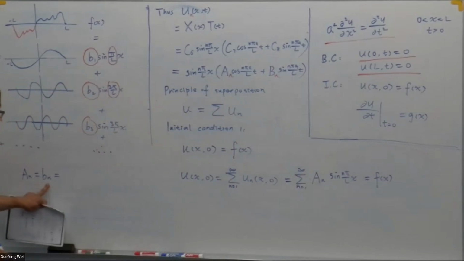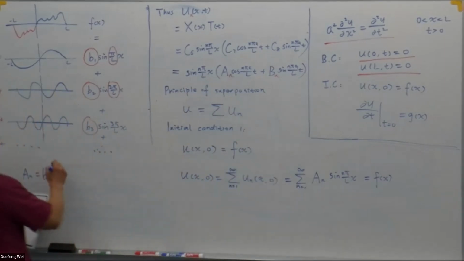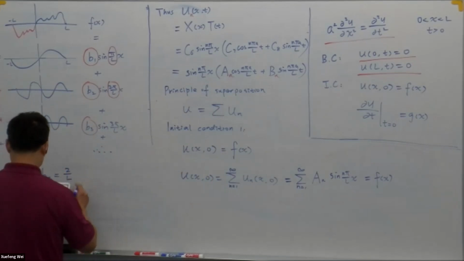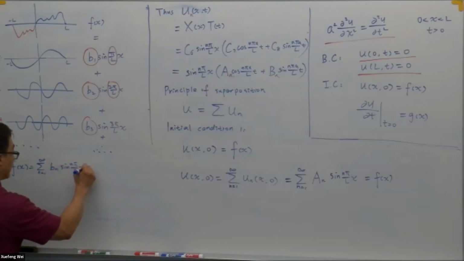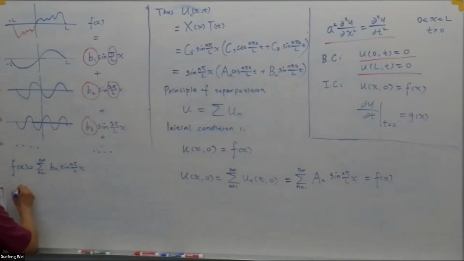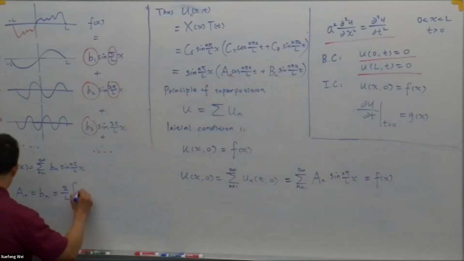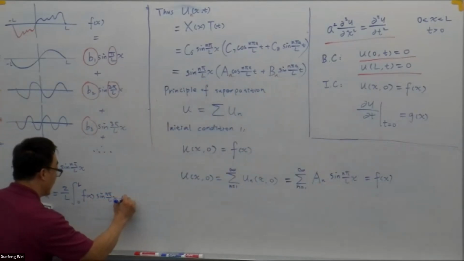So An has to be Bn of the Fourier sine series. We just copy it: 2 over P, and P is L, so it is 2 over L, integral from 0 to L. The Fourier series is f(x) equals the sum from n equals 1 to infinity of Bn sine of n pi over L x. Comparing, our An has to be equal to the Bn of the Fourier sine series, which is 2 over L, integral from 0 to L of f(x) sine of n pi over L x dx.